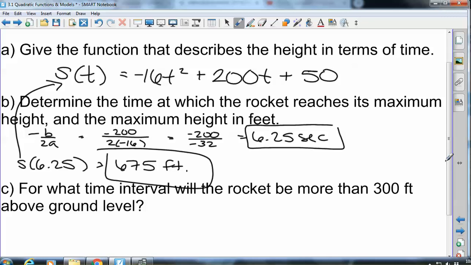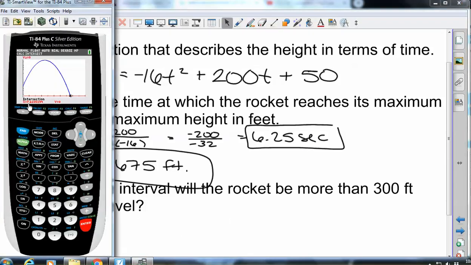Okay. Part C. For what time interval will the rocket be more than 300 feet above ground? What are we going to do? Right. So, get your calculator. Y equals, the first one is negative 16x squared plus 200x plus 50. Second one, I want my second height to be 300.